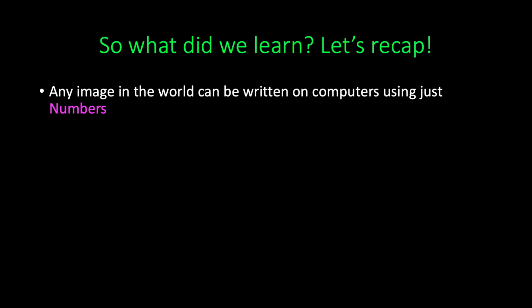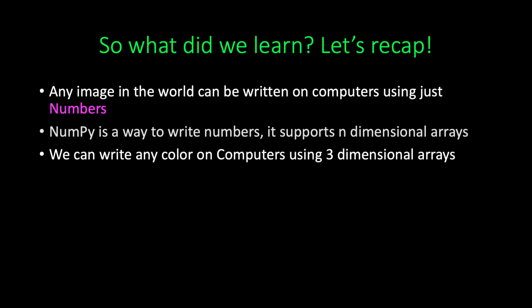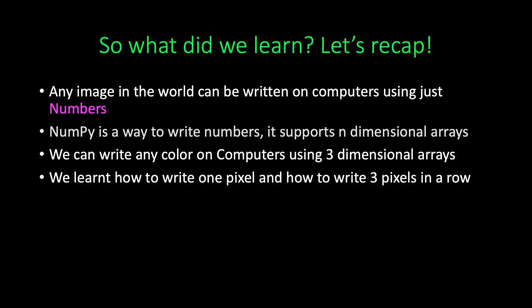So what did we just learn in this tutorial? Any image in the world can be written on computers using just numbers. NumPy is a way to write numbers. It supports n dimensions: 1 dimension, 2 dimensions, 3 dimensions, 4, 5 dimensions, keep going. NumPy will support it, and it's super fast. We can write any color on computers using 3-dimensional arrays, and we can give it opacity by adding another dimension. And that's all. So I hope you had some fun in this tutorial.